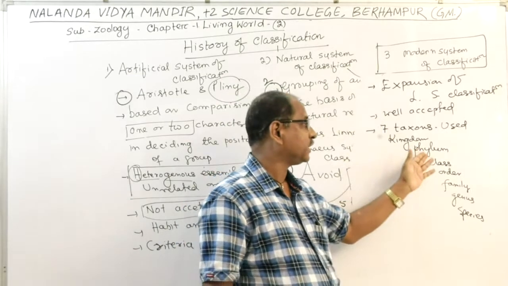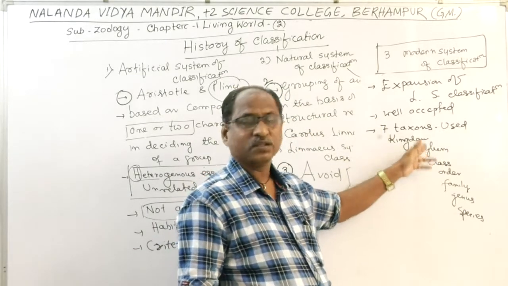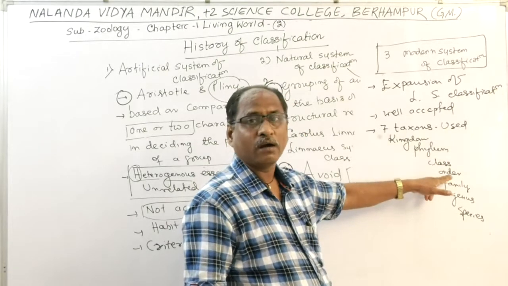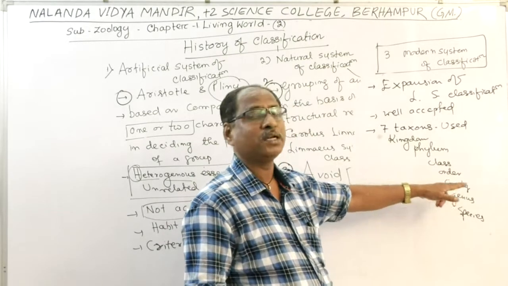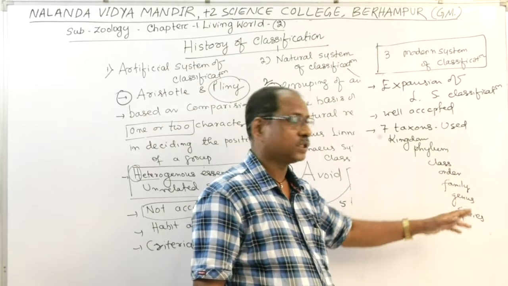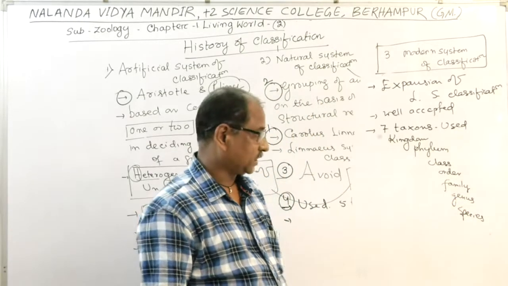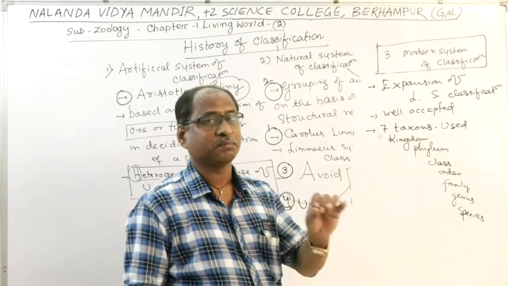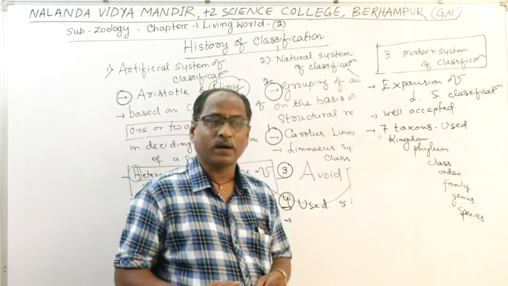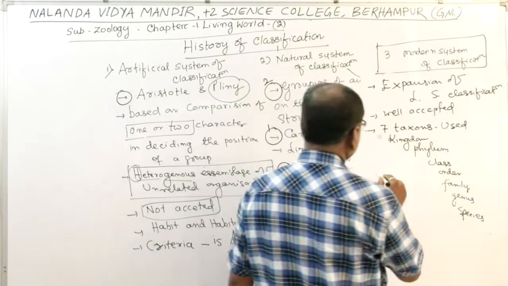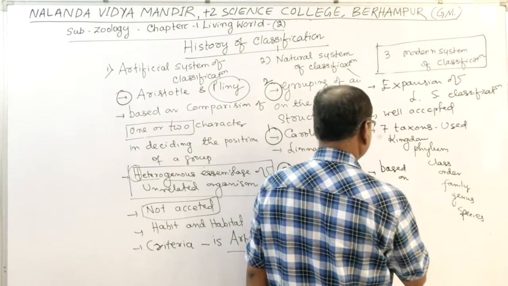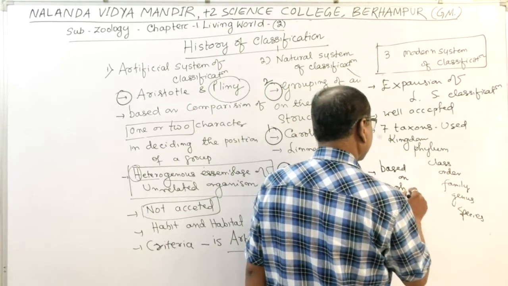The animal kingdom is divided into several phyla, which are divided into several classes, classes into orders, orders into families, families into genera, and a genus includes more than one species. Different types of species are present, and millions of species exist in the living world. This type of classification is based on morphological characters.